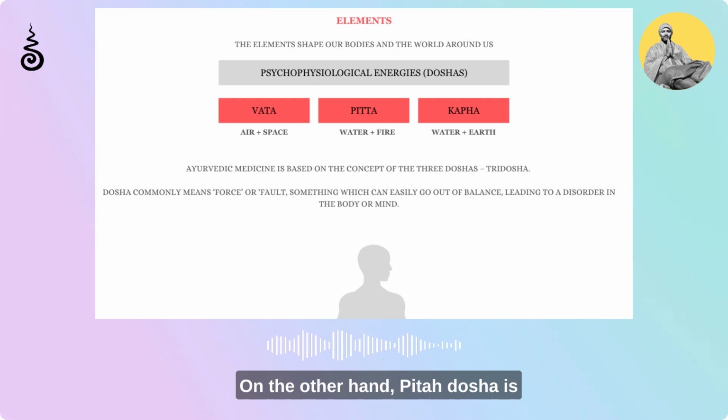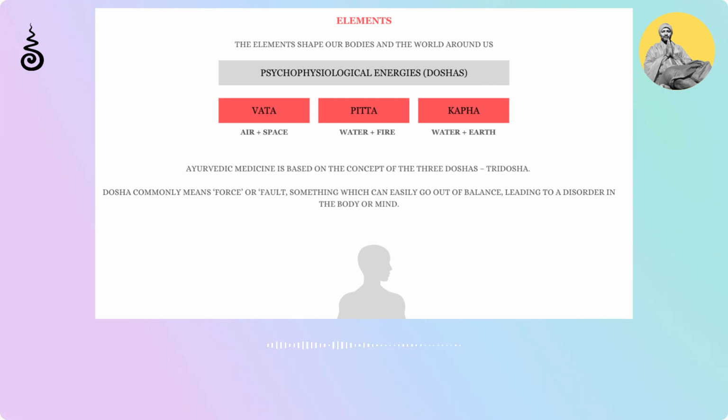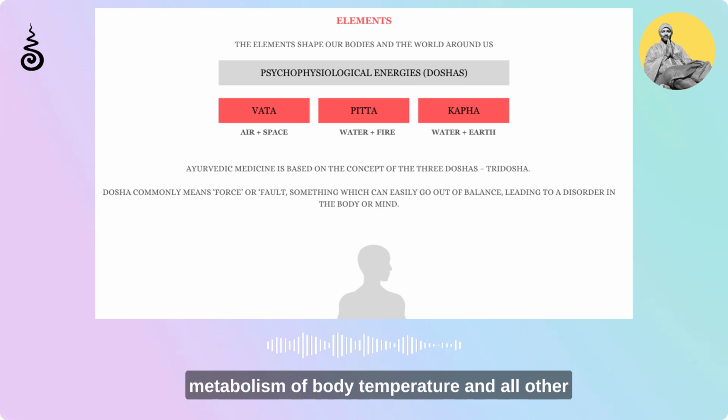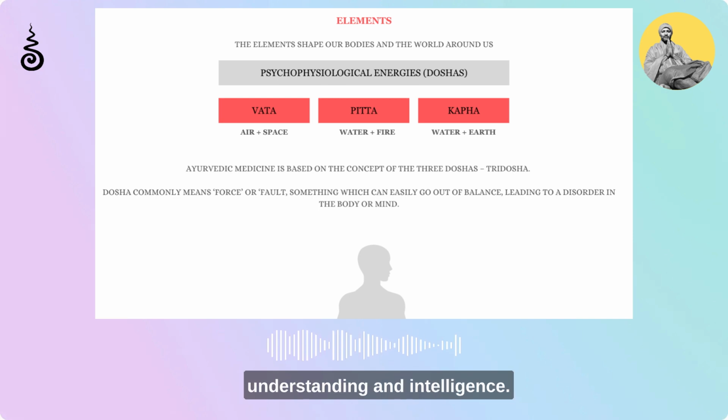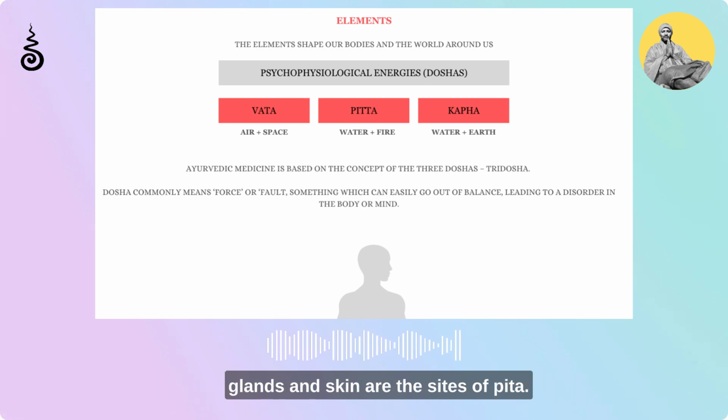On the other hand, Pitta dosha is associated with the body's metabolism, which is the chemical processes in the body. Pitta governs digestion, absorption, nutrition, assimilation, metabolism, body temperature, and all other chemical transformations in the body. When balanced, Pitta promotes understanding and intelligence. When imbalanced, Pitta arouses anger, hatred, and jealousy. It's the fire element that causes such anger. The small intestine, stomach, blood, fat, eyes, sweat glands, and skin are the sites of Pitta.